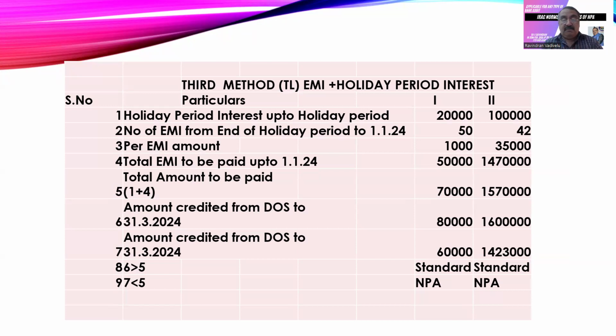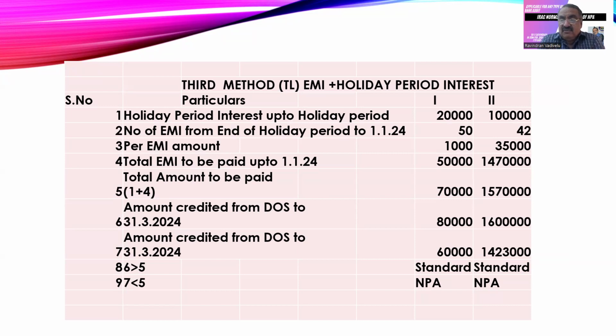Let us go to the example of 6. So point number 5, the amount to be paid by the borrower is 70,000, but the borrower has paid 80,000. That is, in surplus he has paid, so that account will not become NPA. Point number 7, the party has paid only 60,000. Instead of 70,000, the party has paid 60,000. That means there is a shortage of repayment. So then that account will become NPA.